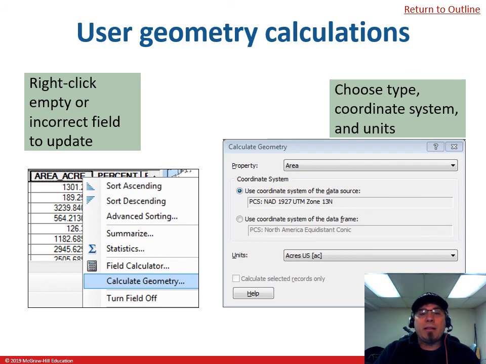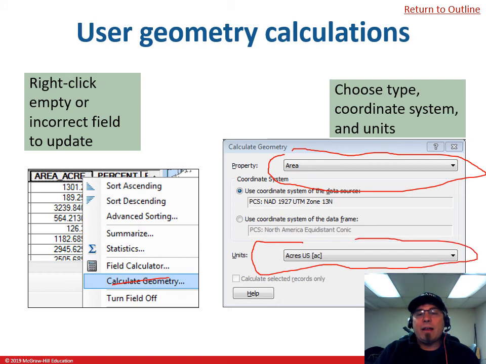I'm not going to spend a lot of time on this. You right click, you go to calculate geometry, and then you have the option of what you want to do: area, and then what are the units. In this case, it's acres. So it's pretty quick, it's pretty easy.